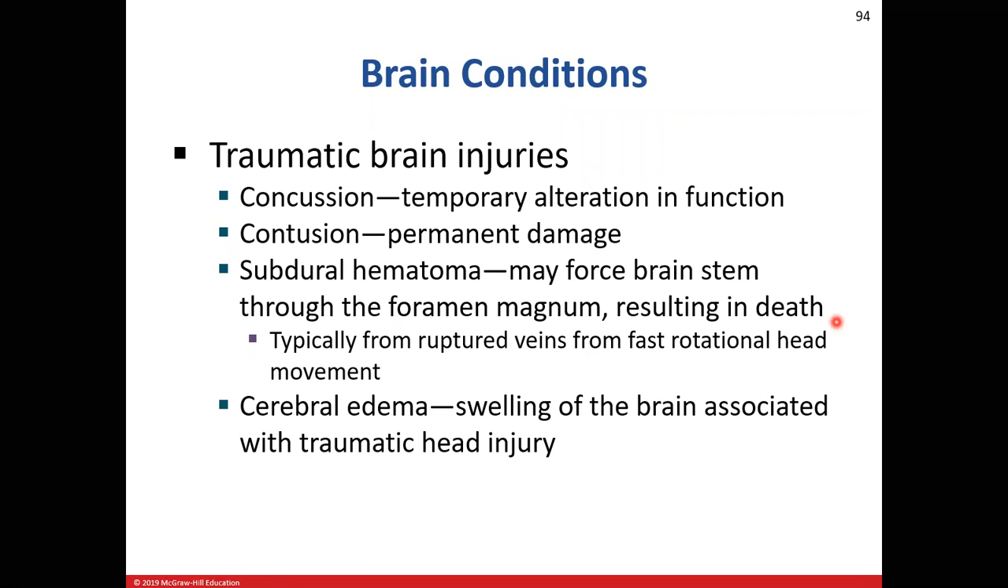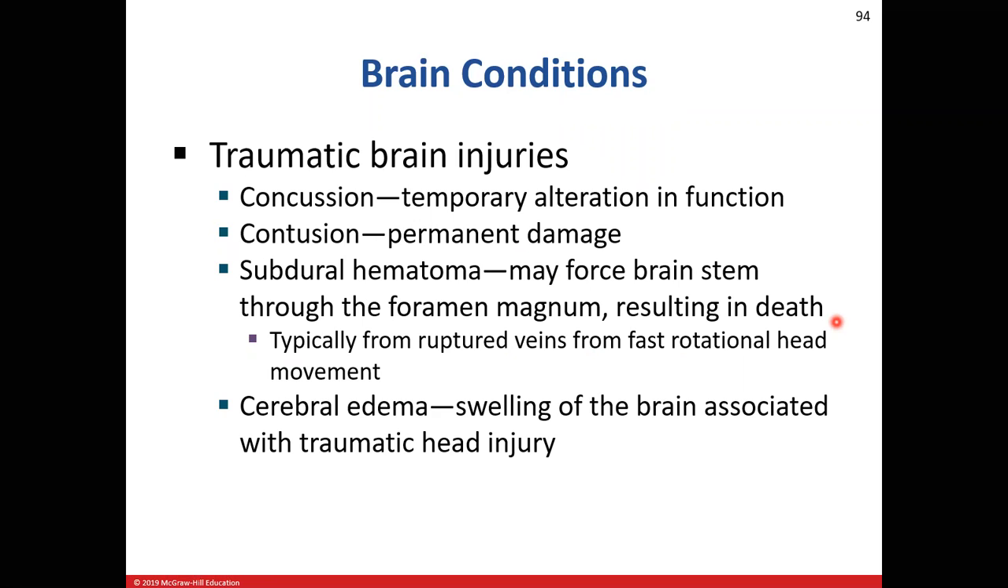The most common is a grade 1, which basically is just a blow to the head. You may have a little bit of a headache, maybe some very temporary alteration in where you're at. But typically, or not typically, there is no loss of consciousness with a grade 1 concussion. And then we obviously get into grade 2 and grade 3, which are more severe.